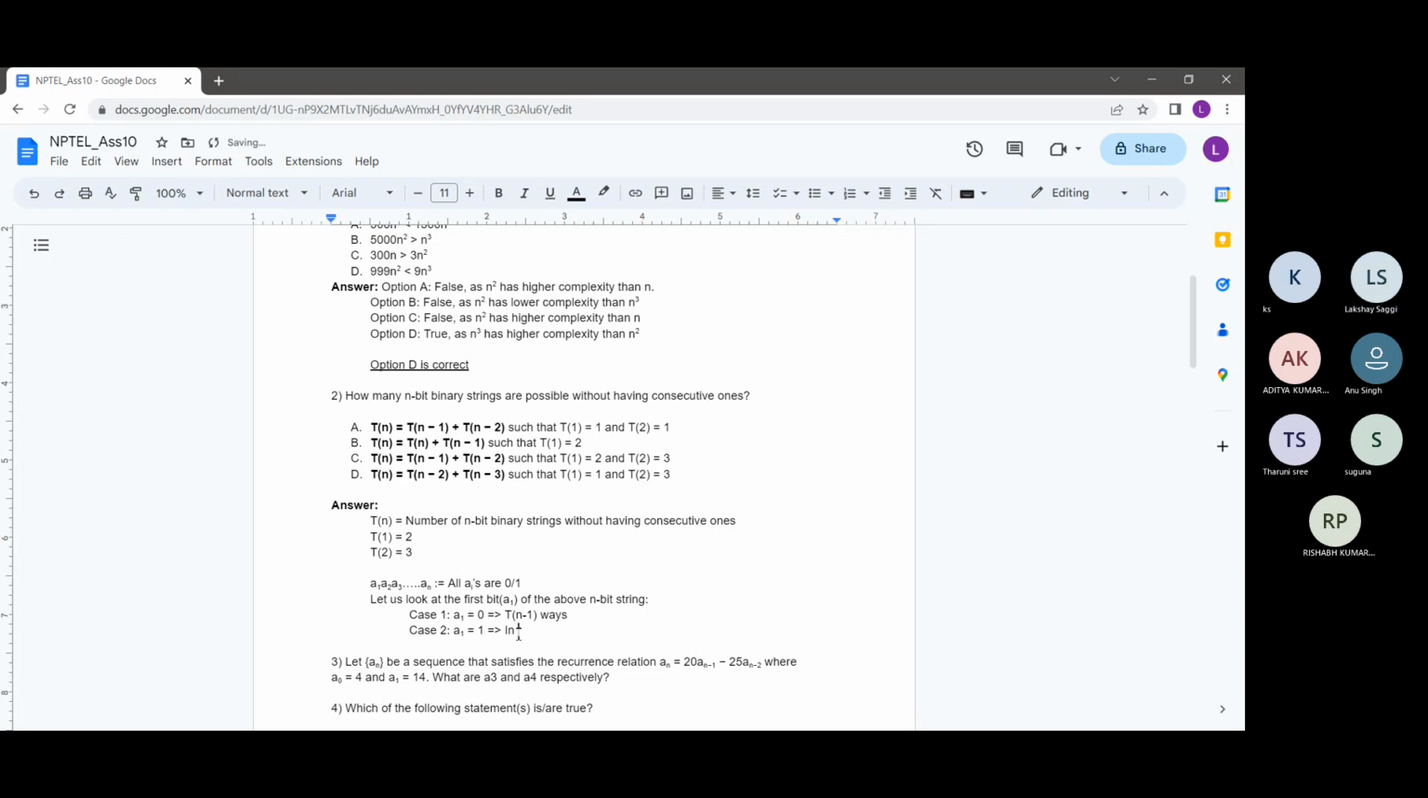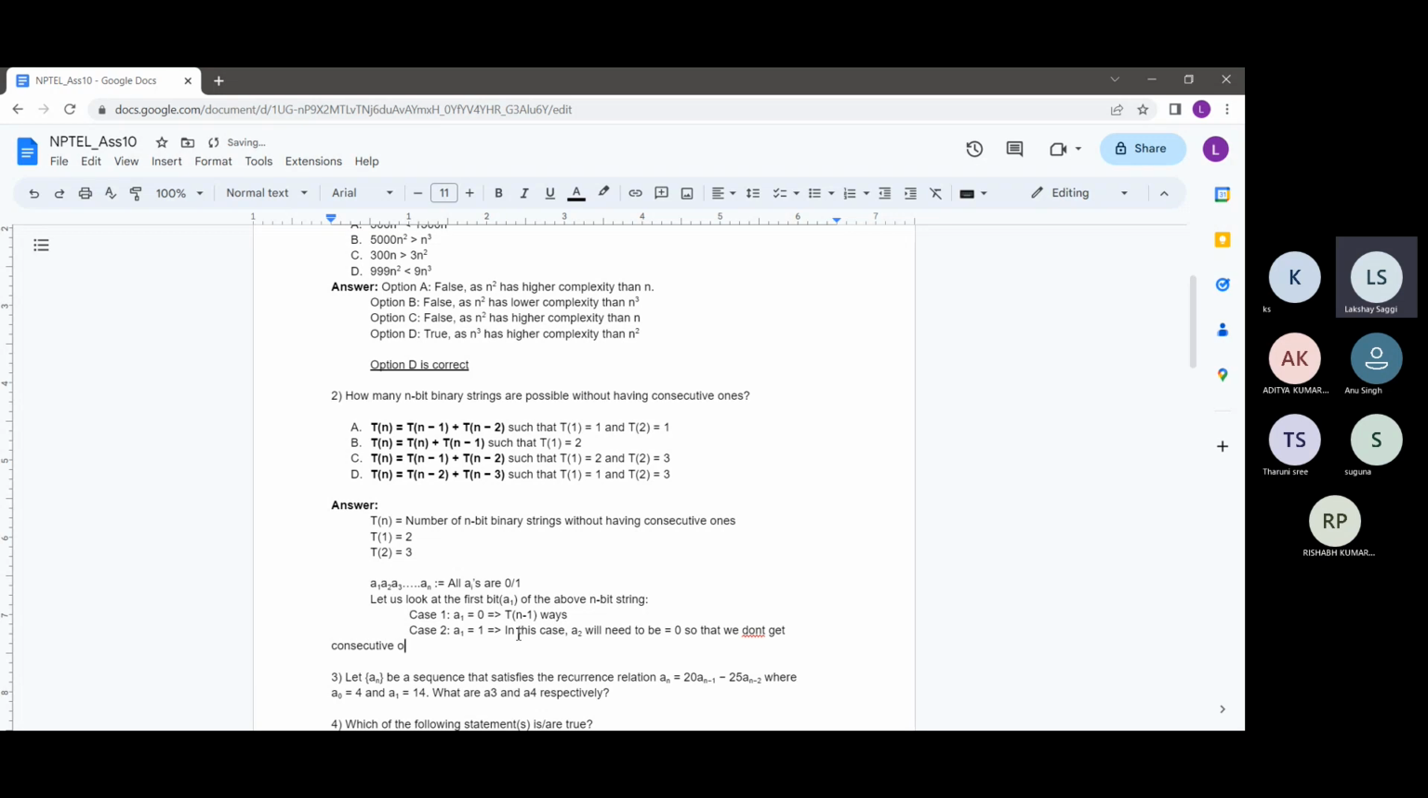So in this case, A2 will need to be 0, so that we don't get consecutive ones. So I hope this is clear.